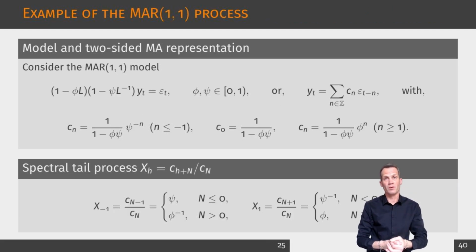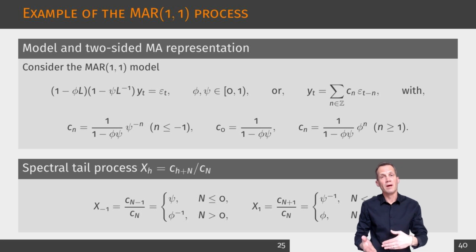This slide fixes the MAR (1,1) benchmark and rewrites it as a two-sided moving average. The model combines a causal parameter phi and a non-causal parameter psi, both strictly inside the unit circle, so the process is stationary even though it involves a lead term. In the bilateral MA form, coefficients are geometric on each side. For positive indices, they decay like powers of phi, and for negative indices like powers of psi, up to a common scale factor. This makes the spectral tail process explicit. The normalized shape at maturity h is the MA coefficient at h plus the epicenter index n, divided by the coefficient at n, where n locates the dominant shock.